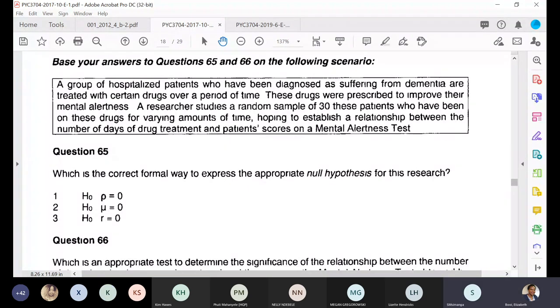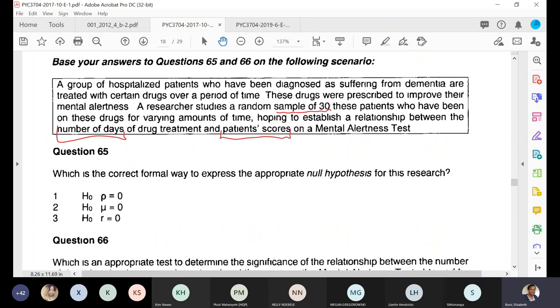Based on your answers, 65 and 66, on the following scenario. A group of hospitalized patients who have been diagnosed as suffering from dementia are treated with a certain drug over a period of time. These drugs were prescribed to improve their mental alertness. A researcher studies a random sample of 30 patients who have been on this drug for a varying amount of time, hoping to establish a relationship between the number of days of the treatment drug and the patient's score of their mental alertness. So here we're talking about two numerical values.